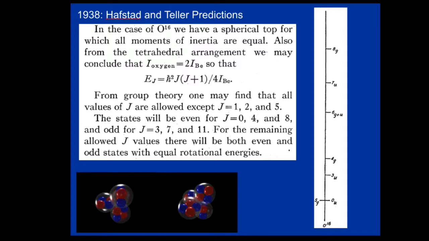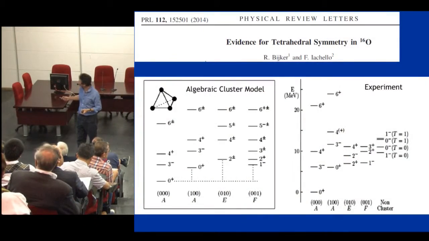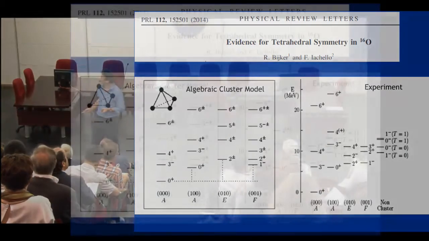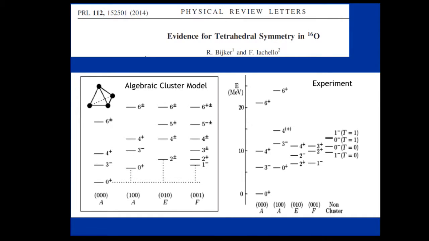Before I take you to the experimental data, here's a more modern calculation, from 2014 by Bijker and Iachello. You can see that this is almost identical to the predictions of Hafstad and Teller: 0+, 3-, 4+ doubly degenerate, 6+, 6-. A slight complexity is that if you have a monopole excitation, you can expand the dimensions of this tetrahedron, and you get a repeating pattern just like we had in carbon-12. On the other side, one sees the experimental situation.